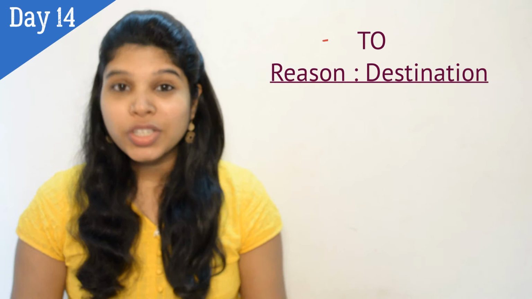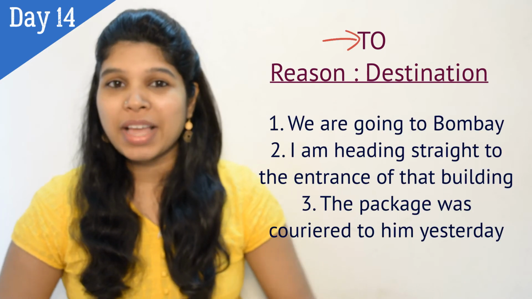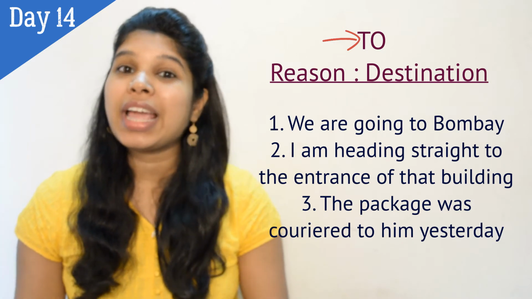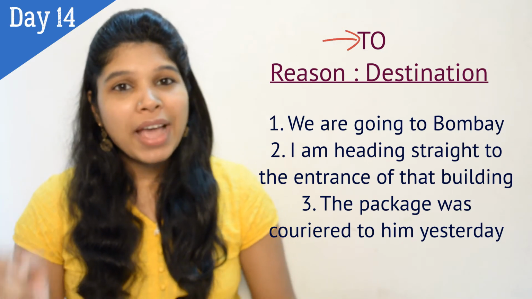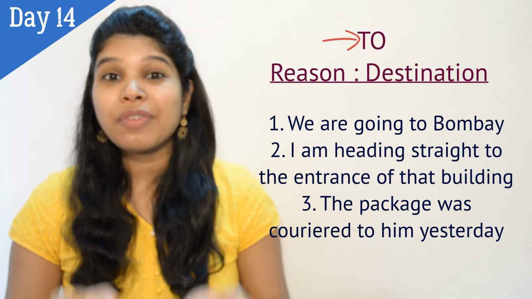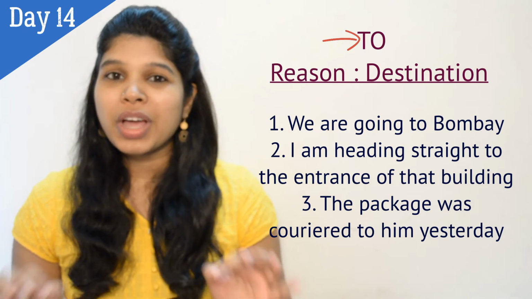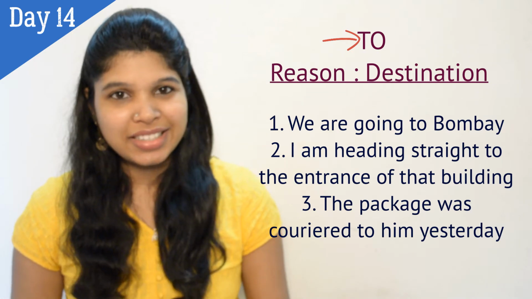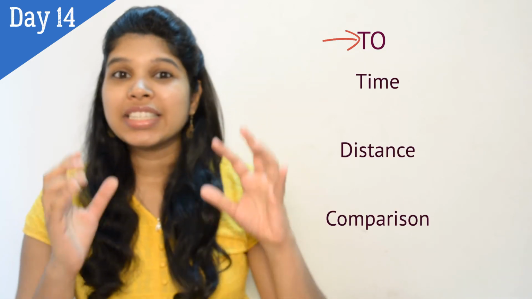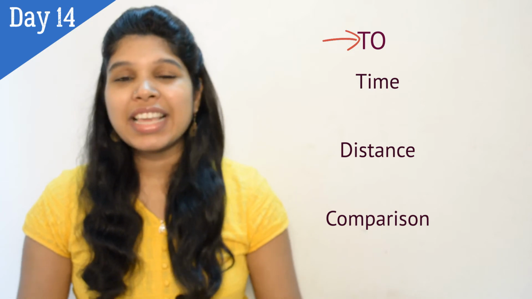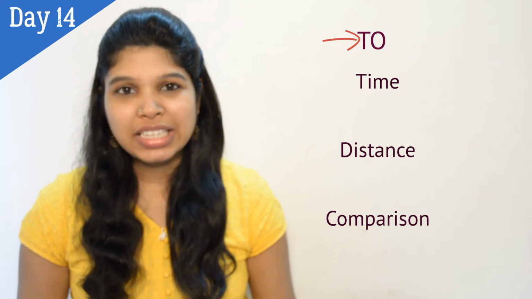We use to while talking about destinations. For example, we are going to Bombay. I am heading straight to the entrance of the building. The package was couriered to him yesterday. So in all these cases, you have a destination. So whenever you have a destination, then you are supposed to use to in that sentence. The other three scenarios where you are supposed to use to are time, duration and comparison. Let us see examples under each of these categories.